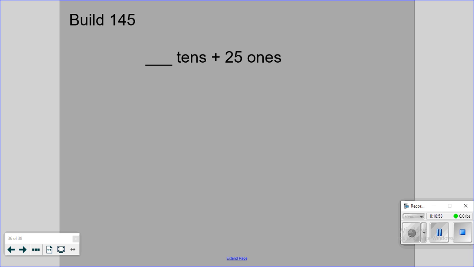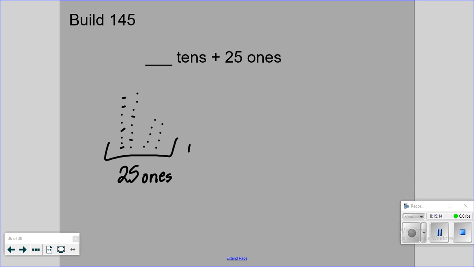All right, this was a tricky one. Let's see if we can work through this together. We started with 25 ones. 1, 2, 3, 4, 5, 6, 7, 8, 9, 10, 11, 12, 13, 14, 15, 16, 17, 18, 19, 20, 21, 22, 23, 24, 25. There's my 25 ones. And I need to add groups of 10. If I have 1 more group of 10, what number am I going to be at? I was at 25, and I added a group of 10. What number am I at now?